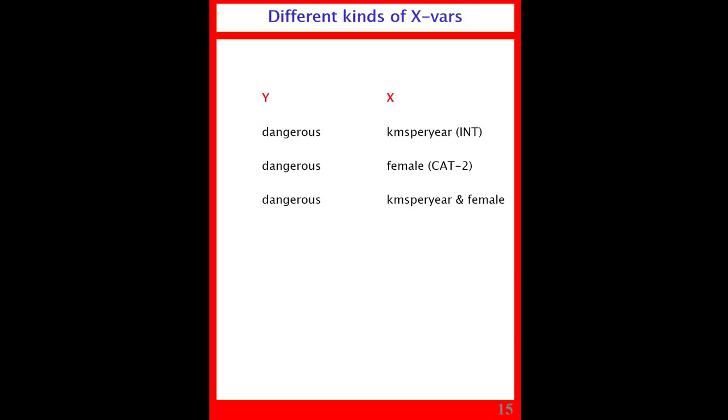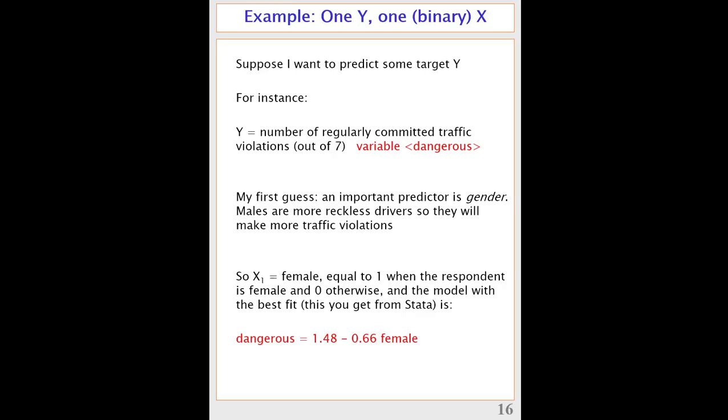Then we have kilometers per year, that's an interval scale variable. We have female, that's a categorical variable with 2 categories. And we'll run a true multiple regression with both of these included, and then see what happens. Okay, so here we go.